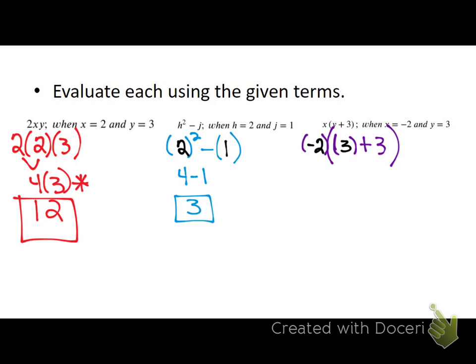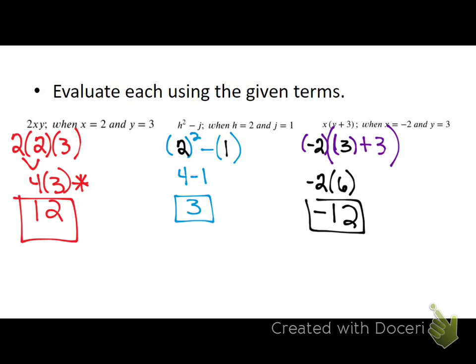I can actually start to simplify it in 2 ways. What's one method that I can begin to simplify this, Ben? By adding the 3 and the other 3. Okay, so I can start by solving what's in the parentheses. So what's 3 plus 3? 6. So I'll bring the parentheses down. Negative 2, parentheses 6, which means negative 2 times 6, which equals negative 12.